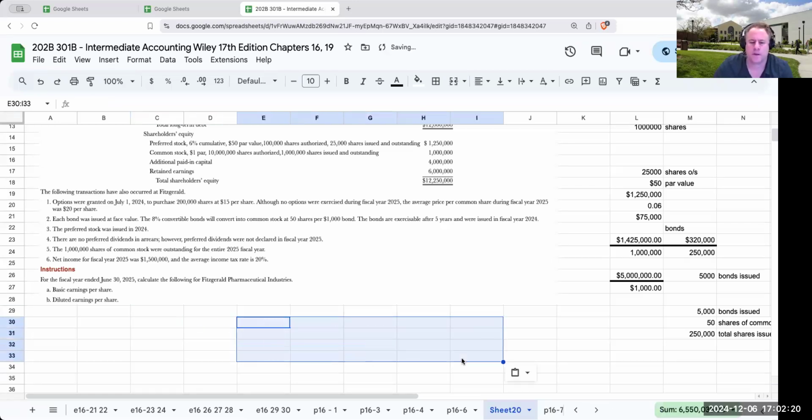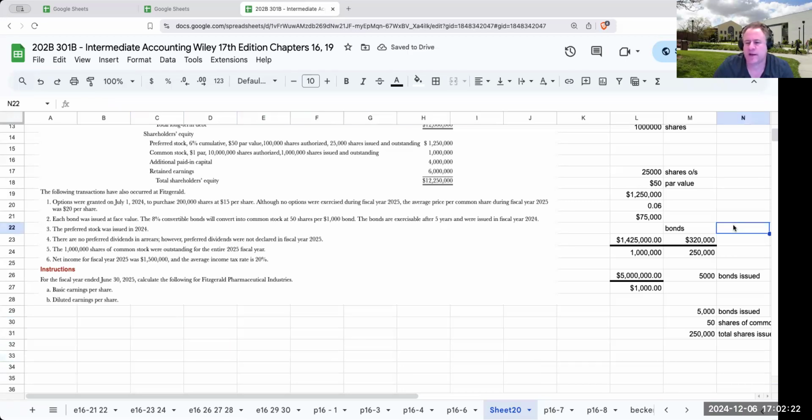Okay. So the last part of this we're going to have to deal with are the options. When it comes to going through and looking at stock options, the first thing we need to look at is the strike price or the exercise price, and then the market value. My exercise price is 15. My market value was $20 per share. So would you want to exercise these options?